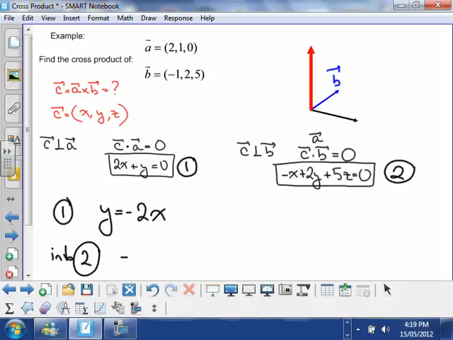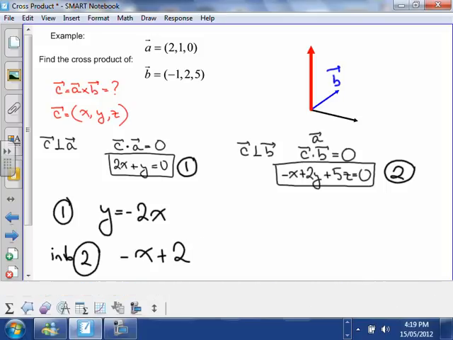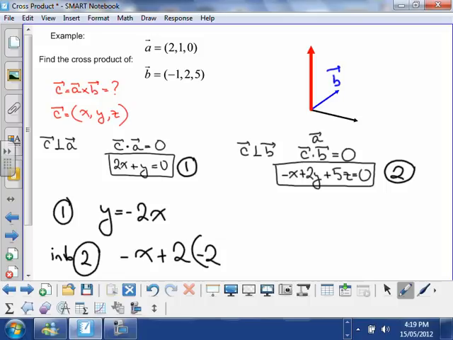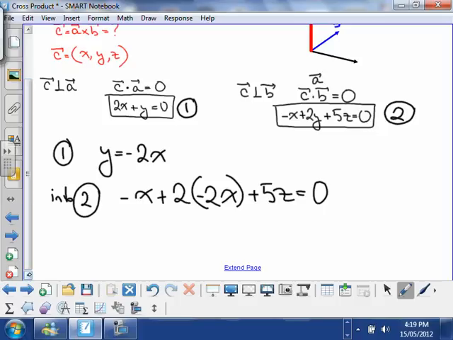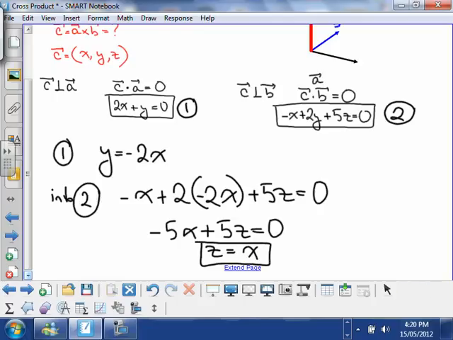It's going to be minus x plus 2 times y, but instead of y now I have negative 2x, plus 5z equals 0. Okay, so let's see what happens. Here I have a minus x minus 4x. That's a negative 5x plus 5z equals 0, which means I can write z in terms of x as z equals x. So I have z equals x, y equals negative 2x.